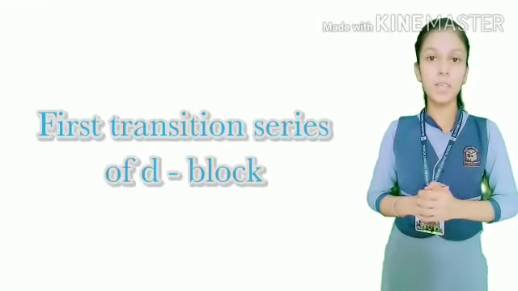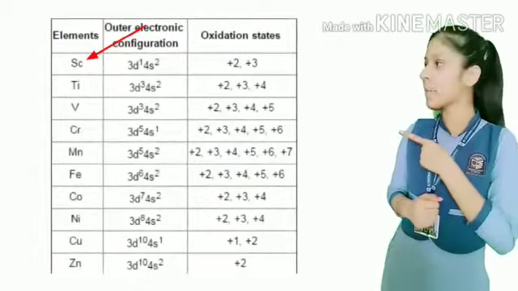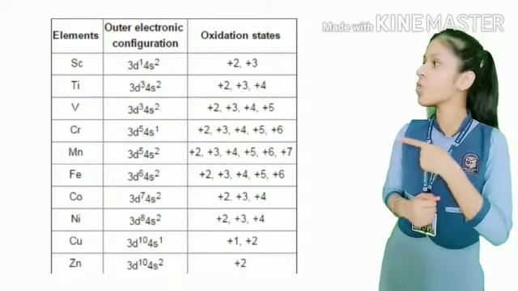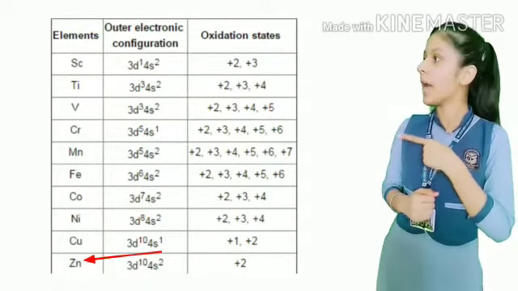So first of all we are going to learn about the first transition series of D block elements. The elements are scandium, titanium, vanadium, chromium, manganese, iron, cobalt, nickel, copper and zinc.